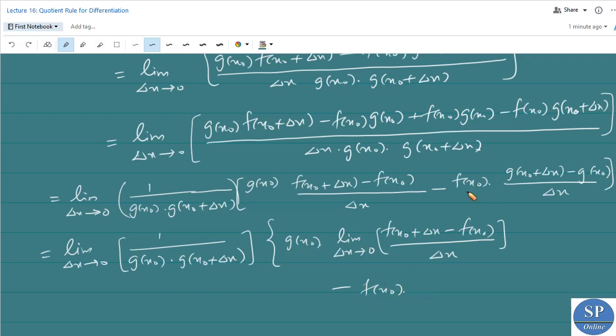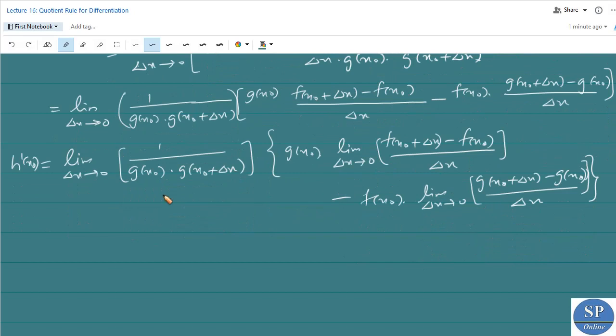So this is f of x naught into limit delta x approaches 0 of g of x naught plus delta x minus g of x naught divided by delta x. So this is h dash of x naught.